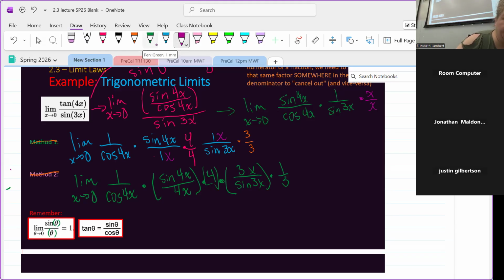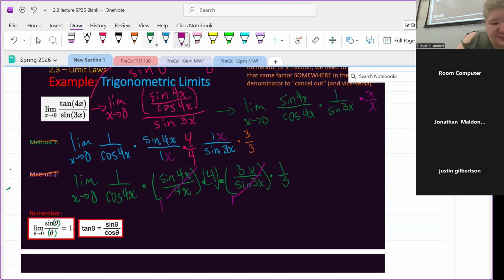Now we're going to actually do the evaluation of the limits. So sine 4x over 4x, ugly over ugly, sine ugly over ugly, this is going to be 1. The 3x over sine 3x is technically 1 over 1, but that's still 1 when we evaluate the limits.